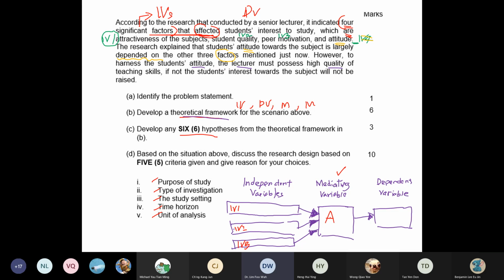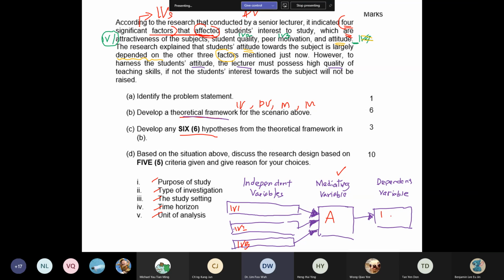Then after that, don't forget about the question. Usually in the first or second sentence, they will mention what the DV is already. So student interest to study, or interest toward the subject, can also be accepted. The most important thing is the interest to study. It will act as the DV, so write down the DV here.